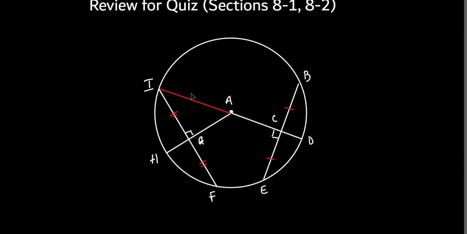So what do you do to find AI or IA? Your Pythagorean theorem, right? Okay? They'll just give you regular numbers. It won't be X or anything like that. They'll just give you regular numbers. They ask for what?